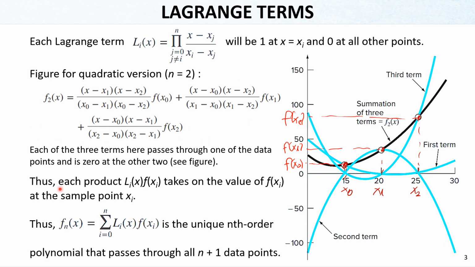And so each product, Li(x) times f(xi), takes on the value of f(xi) at the sample point xi. You can see here the first term is taking the sample point x0, the second term x1, and the third term x2 here. And this is true for lower orders and higher orders as well. So you can repeat a similar procedure by yourself if you want to. This is just an example for the quadratic version.